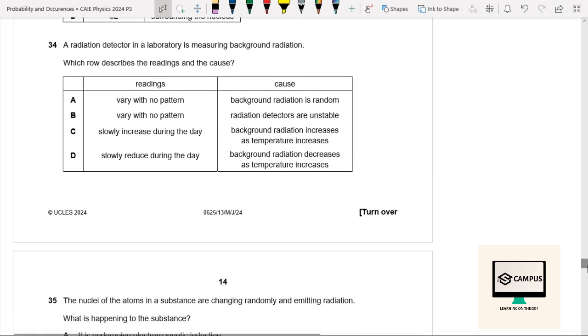Question number 34. A radiation detector in a laboratory is measuring background radiation. Which row describes the reading and the cause? Well, the reading either varies with no pattern or slowly increases and reduces during the day. C and D are not true. There is no particular pattern of increase and reduction during day and night. However, they vary with no pattern, and that's because background radiation is random, or sporadic. If you measure it, there is so much randomness. So A is the right answer.